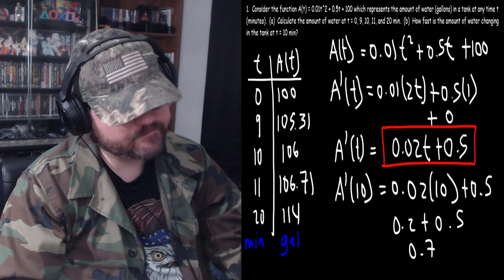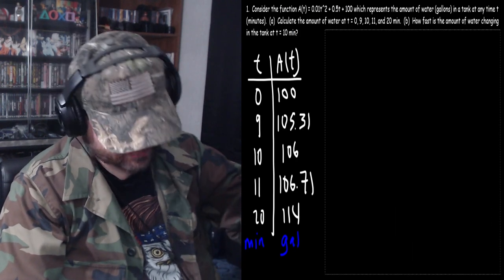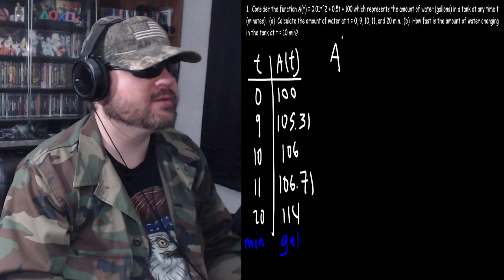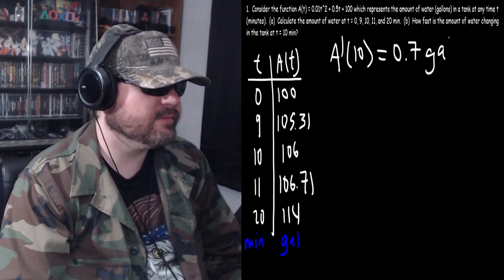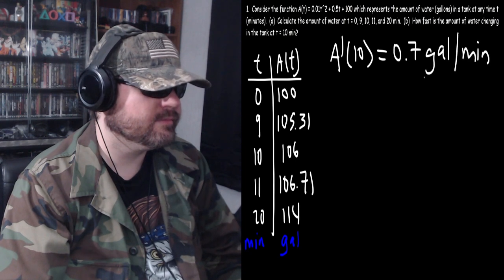So this tells us that the amount of water is changing by 0.7 gallons every minute when t is 10.